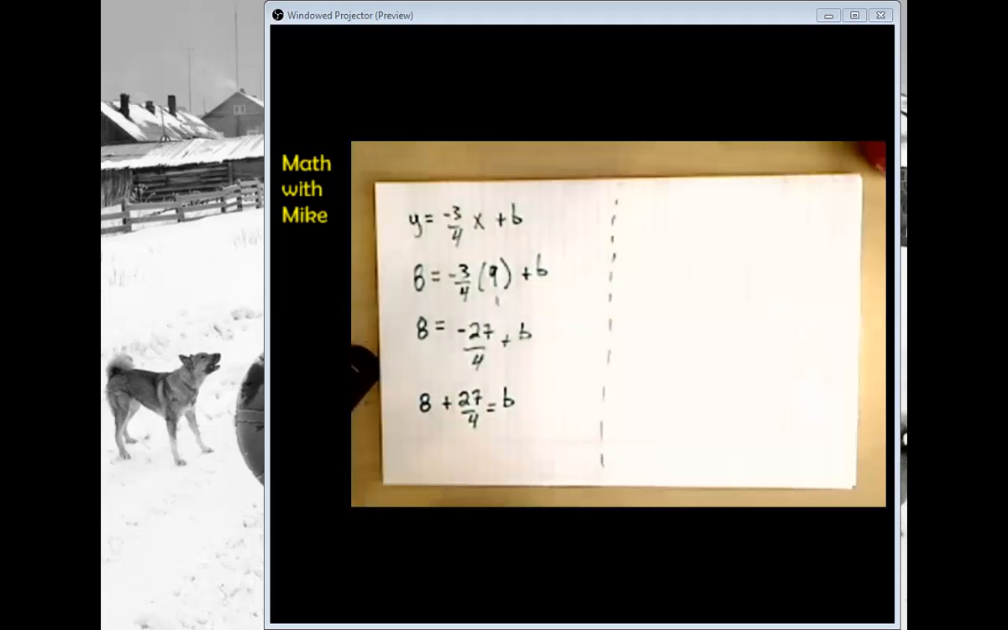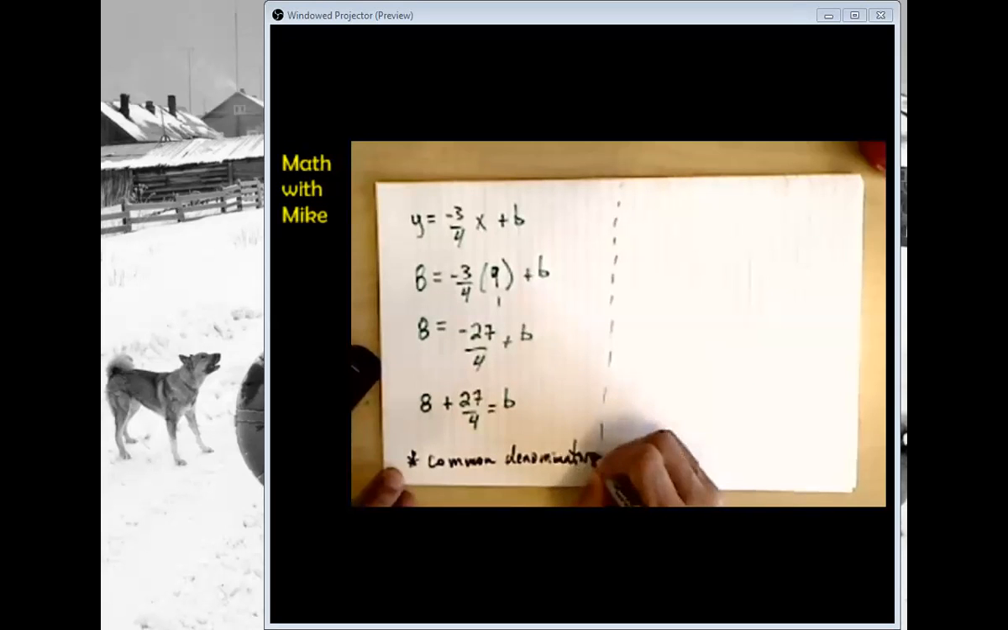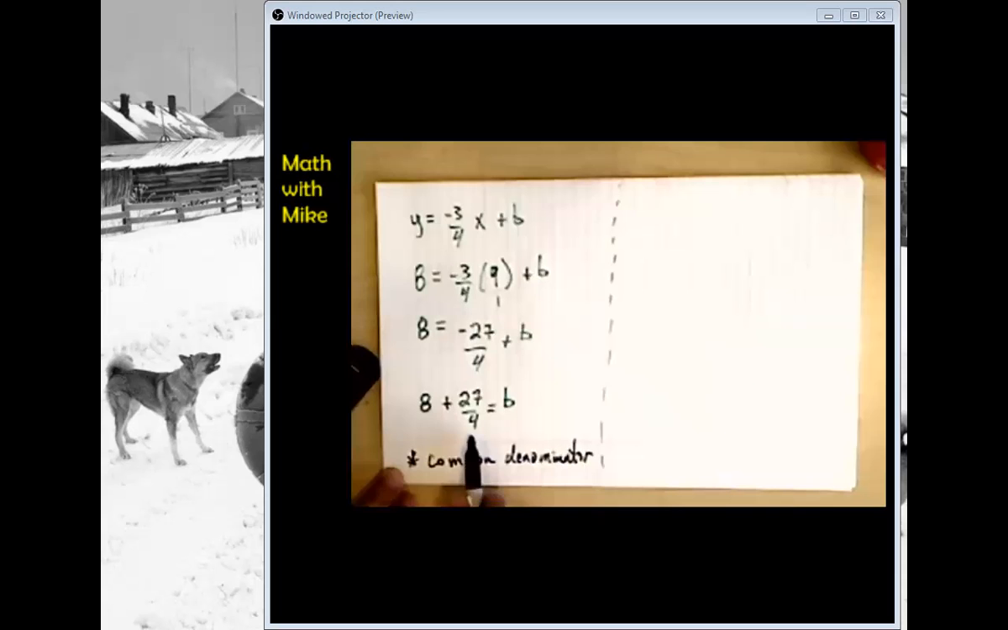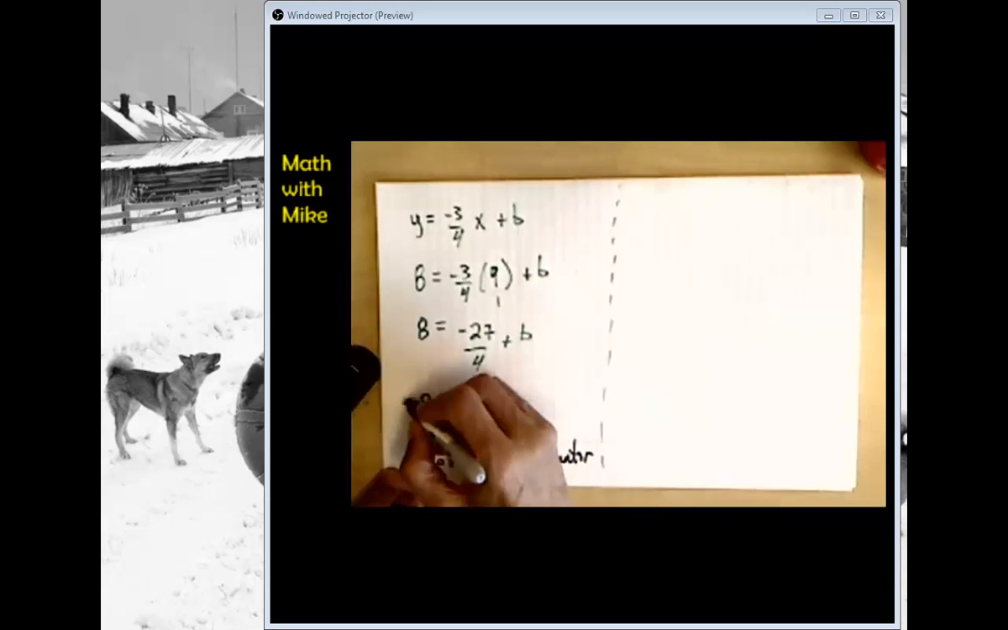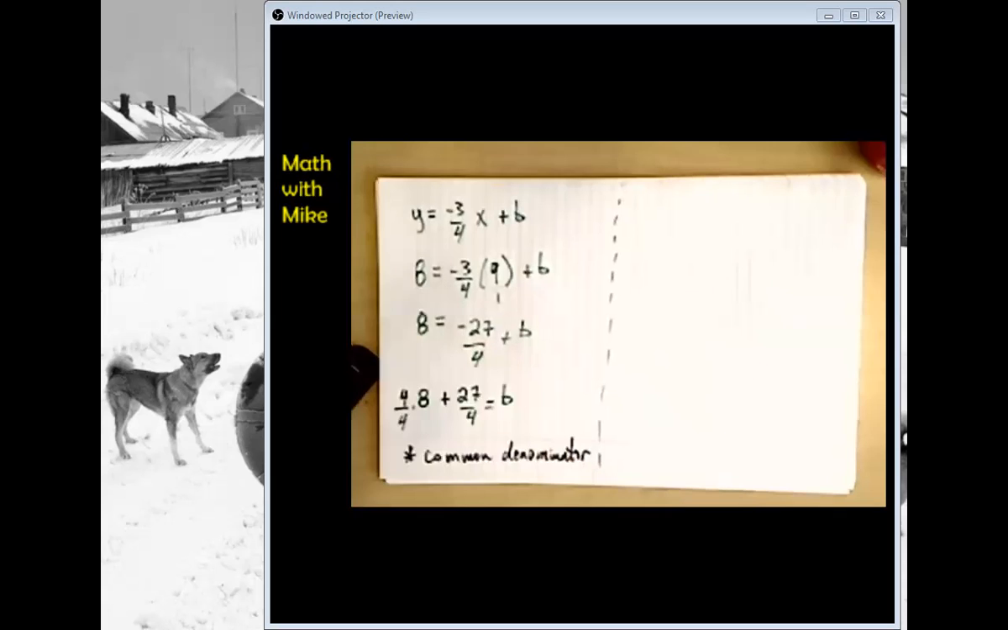Okay, well, what we need, because we have fractions, we need a common denominator. So watch, there's a 4 on the bottom. So we do this trick. We multiply the other number by 4 over 4. It's very important.